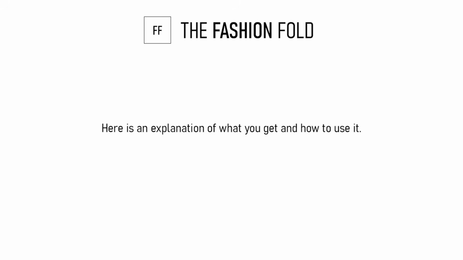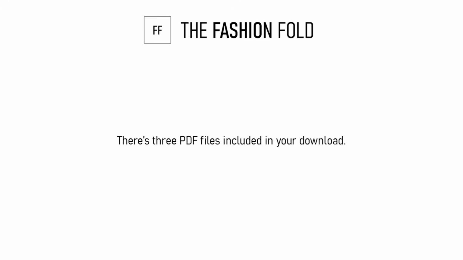Here is an explanation of what you get and how to use it. There's 3 PDF files included in your download. The first one is the print calendar, which has 2 main parts, the event list and the visual calendar.